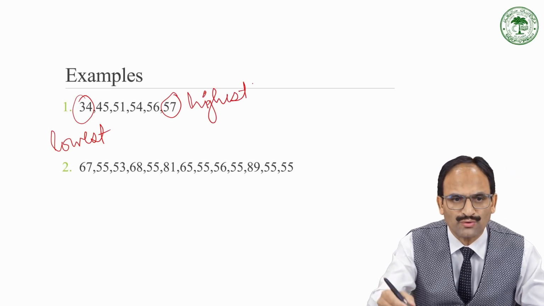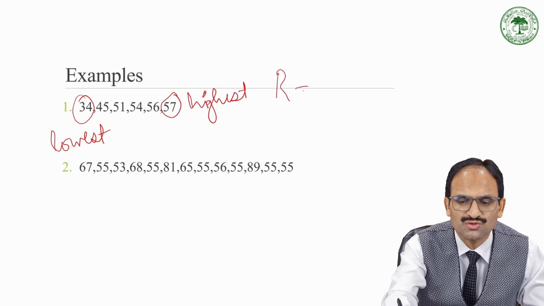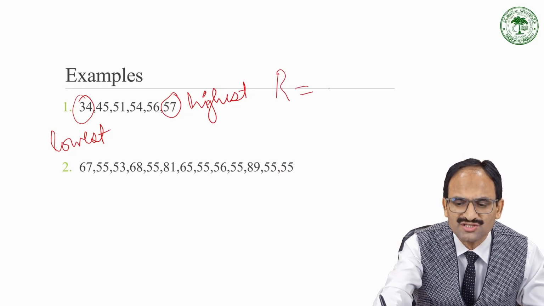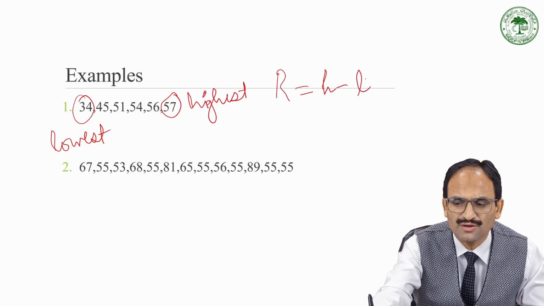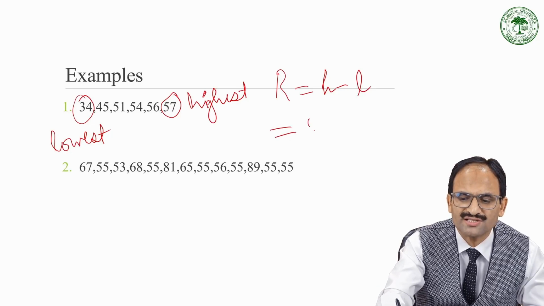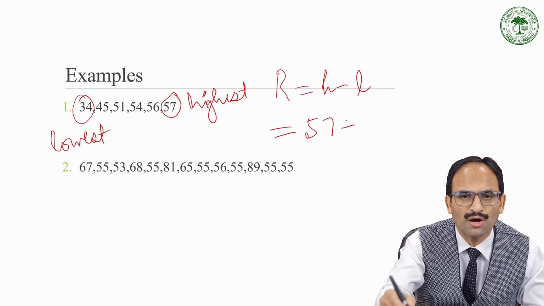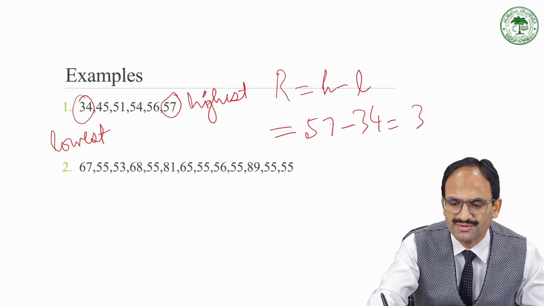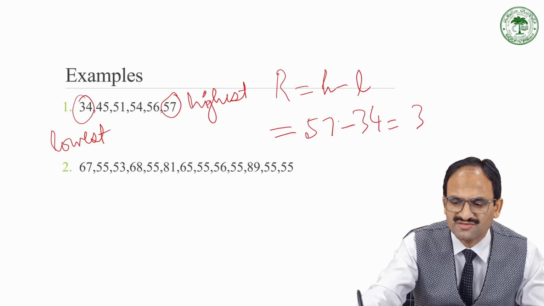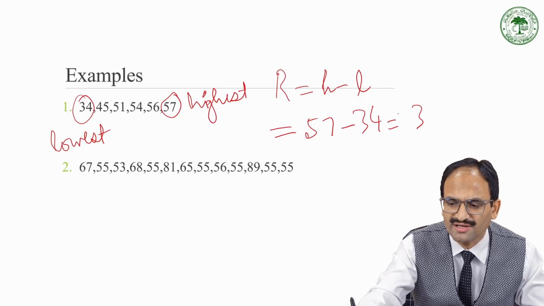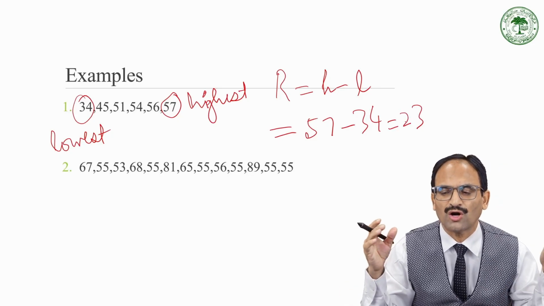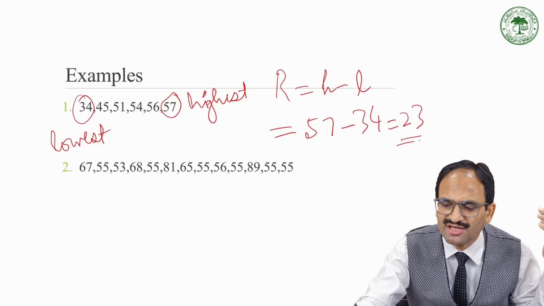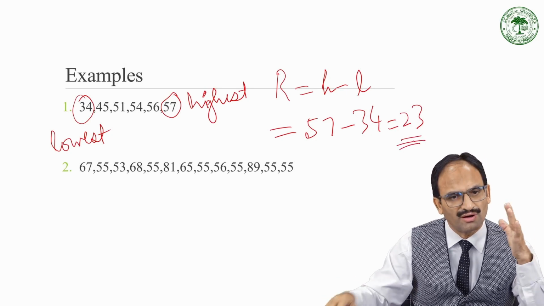Now, how to calculate range R? R is equal to highest score minus lowest score. So, the highest score here is 57 minus the lowest score you have identified as 34. If you subtract, 7 minus 4 is 3, and 5 minus 3 is 2. So, finally, you have got 23. This 23 is the measure of variability.